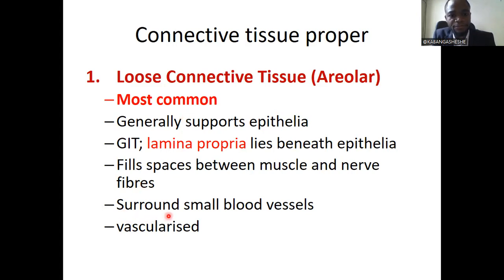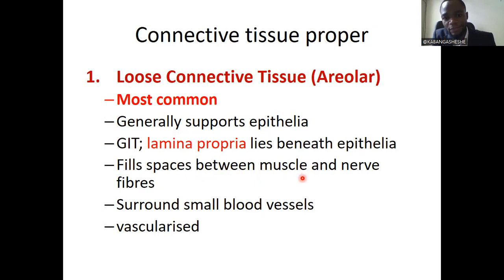It is found in all small blood vessels. You know, blood vessels have the ability to expand when the heart is beating during the systolic phase, and also constrict when the heart is in the diastolic phase. That ability to recoil and expand is as a result of loose connective tissue found in blood vessels, the tunica media and the tunica externa. Apart from that, loose connective tissue fills up spaces in between muscles and nerve fibers.